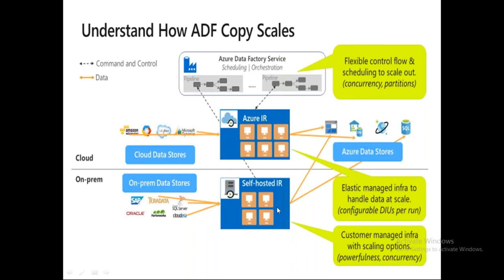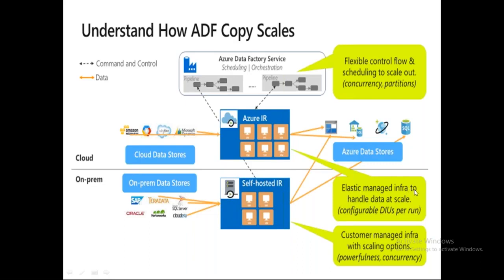It offers power and concurrency, meaning you have multiple options. One is you can scale up your machine, or you can scale out, meaning you can add other machines, other nodes, or other servers to this particular self-hosted IR. Meaning, self-hosted IR you can install on other machines.